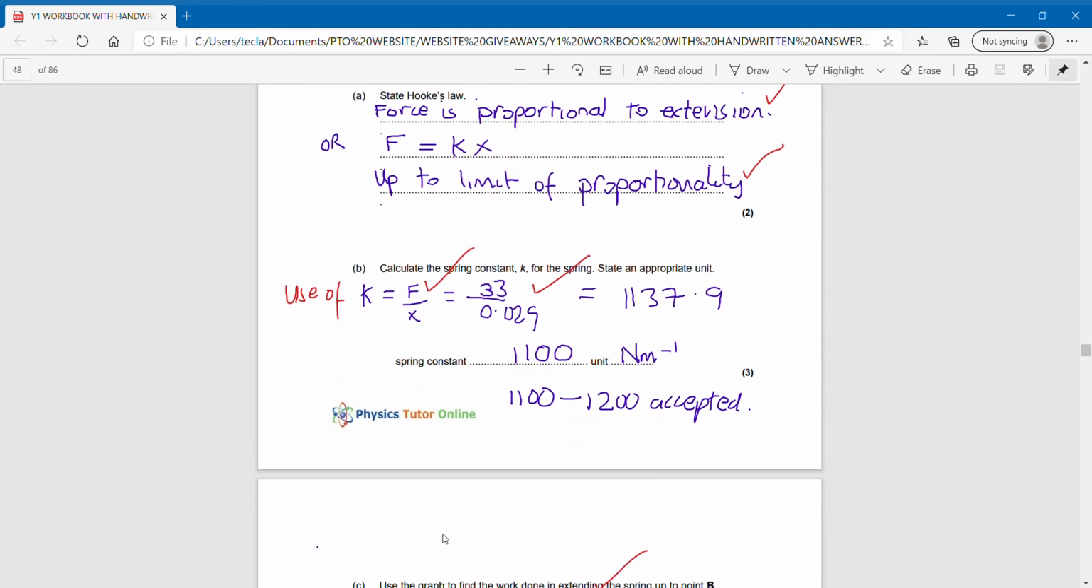Part B. Calculate the spring constant k for the spring, state an appropriate unit. So use of k equals F over x. Reading off values, 33 divided by 0.029 equals 1137.9, or 1100 newtons per meter to 2 sig fig. Values in the range 1100 to 1200 are accepted.